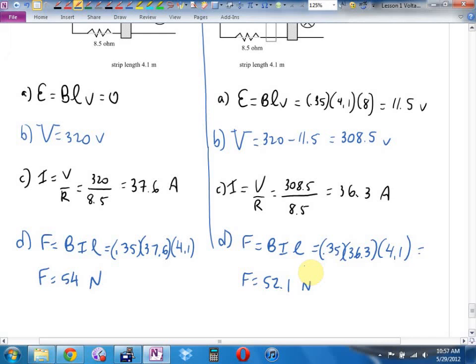Mitch, what would happen if this sped up? If that got bigger, what would happen to this answer here? The voltage, the induced voltage. What happens to your net voltage? Smaller. What happens to your overall current? Smaller. What happens to your overall force? Eventually you'll find an equilibrium point where the force, in fact, the equilibrium point is when this voltage equals that voltage. If you went 320 divided by that, you could find your maximum speed.